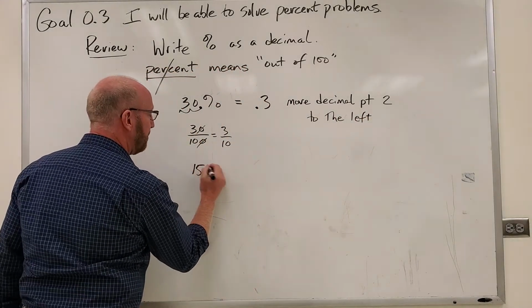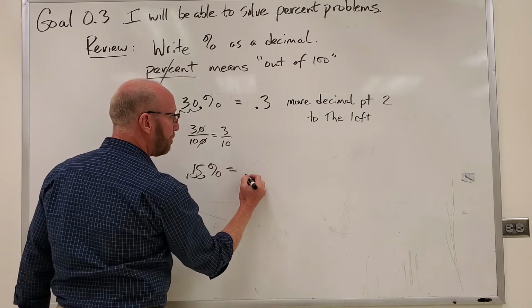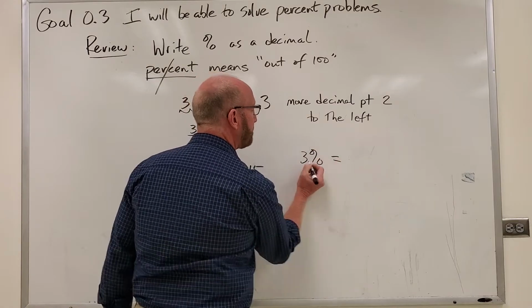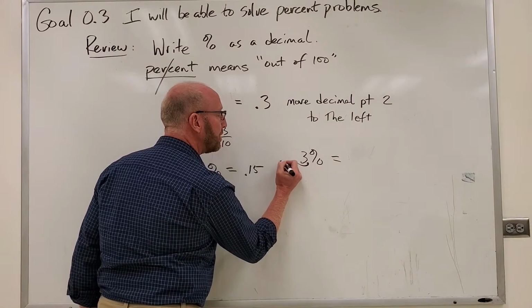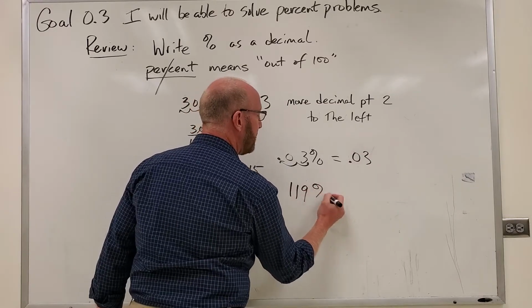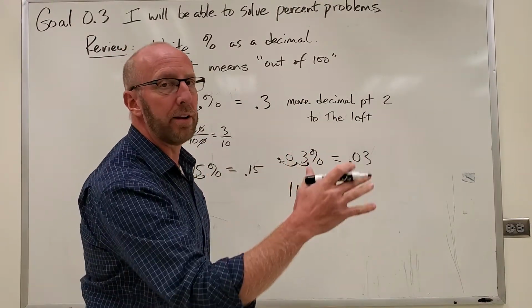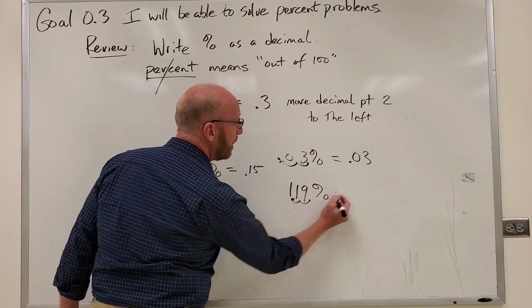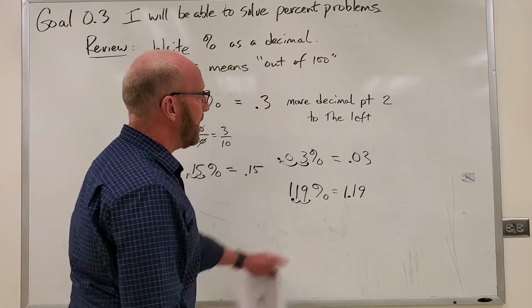I could take a number like 15%. Here's the decimal point, move it back 2 to the left. It's 0.15, 15 hundredths. I could do something like 3%. Right here is the decimal point. I move it 2 to the left, 1, 2, it's 0.03. I could have a number like 119%. 100% is the number 1, so 119% is bigger than 1. That's what my answer should turn out to be. So here's my decimal point, move 2 to the left. It is 1.19. And that is a number bigger than 1.